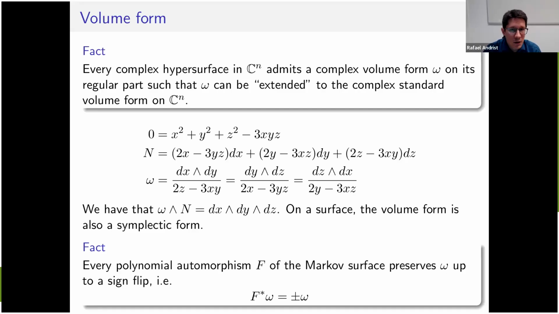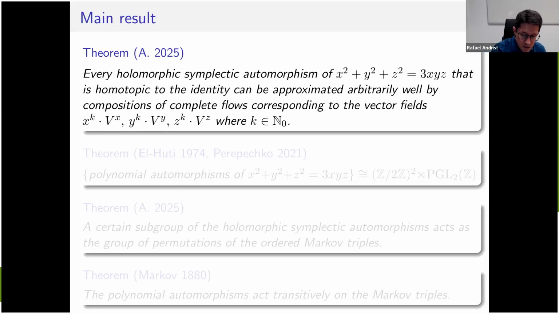Okay, so now I can state the two main results. Every holomorphic symplectic automorphism. Okay, I should say one thing. I'm going to use symplectic here instead of volume preserving, because it's the same for a surface, right? A symplectic form is a closed two form that is nowhere degenerate, and the volume form for a surface is also a closed two form that is nowhere degenerate, so it's the same. And it will be better to consider it as symplectic, as we will see later in the proof. So it's just a conceptual thing, but you can think of volume preserving if you prefer.